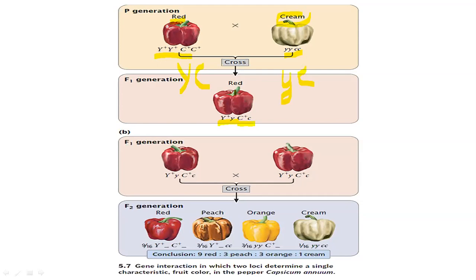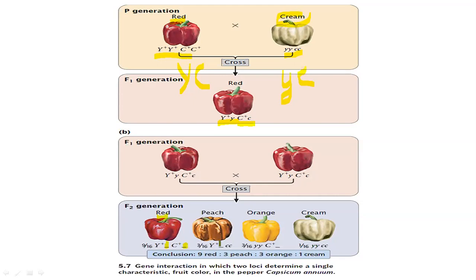Now, when the seeds of capital Y, capital C were grown, and the plant was self-crossed, the pollen grains of the same plant were sprinkled on the carpel of the same plant. That is, self-pollination was carried out. So this cross showed 9 of them were capital Y and capital C. Doesn't matter whatever genotype or allele was there, capital Y, capital C produced red.